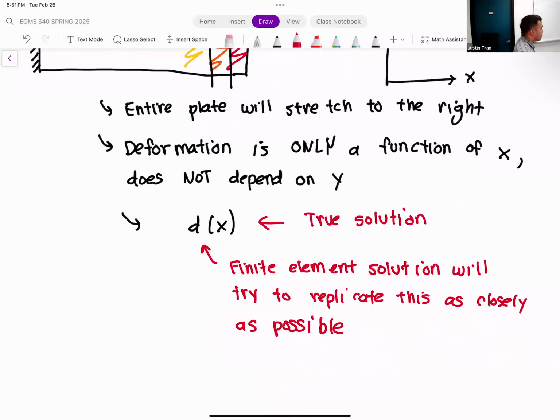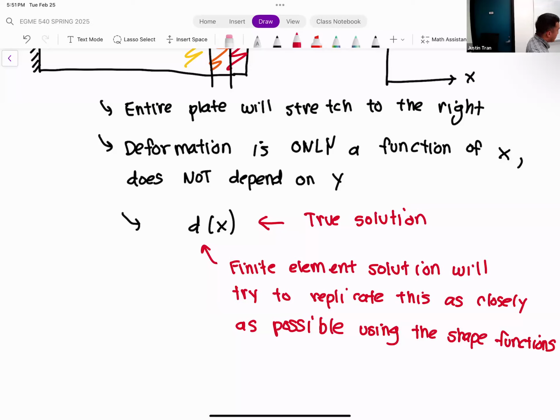Because that's what FEA tends to do. FEA will try to take the true solution to your problem and approximate it as closely as possible. Okay. And how is it going to do this? It's going to use the shape functions of the elements in the mesh.